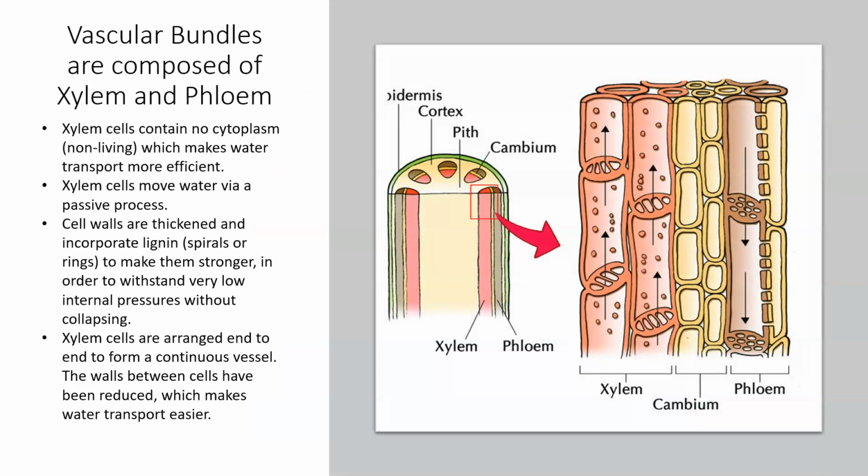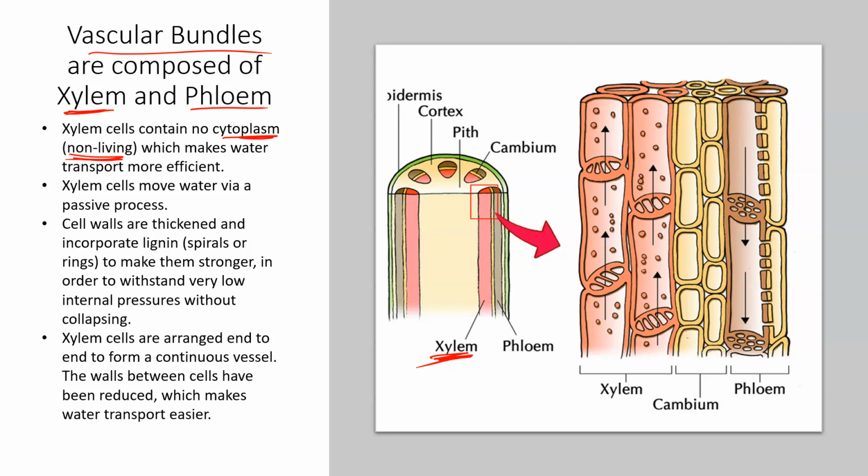Okay? The xylem are vessels. We just talked about them, but a little bit more about the actual anatomy of the vessels. The xylem are the vessels that transport water. They are going to be oriented in bundles called vascular bundles. Vascular bundles are not only composed of xylem, they are also composed of phloem. Xylem cells contain no cytoplasm, and so they are therefore non-living remnants of cells.